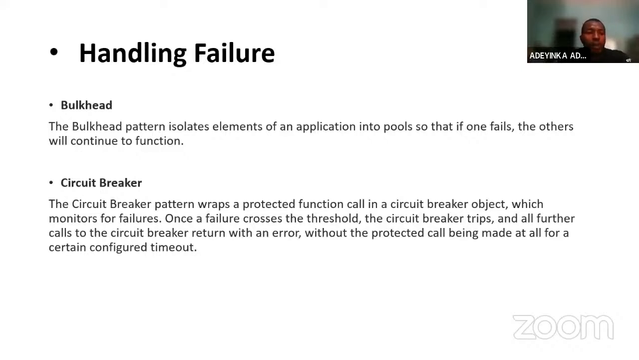So when you think of using the microservice approach, you should also think of a way to manage or handle failure. And this is usually best done while you design your solution. There are two most used options: the bulkhead or the circuit breaker. The bulkhead pattern isolates elements of an application into pools so that if one fails, the others will continue to function. This is one of the benefits of microservice architecture. When one of the units fails, it doesn't mean that all other units should fail as well, because they work independently of the others.